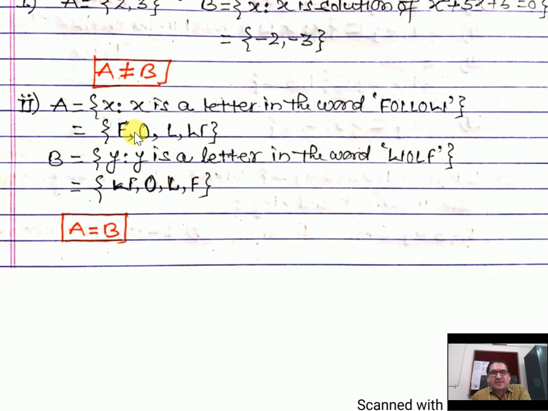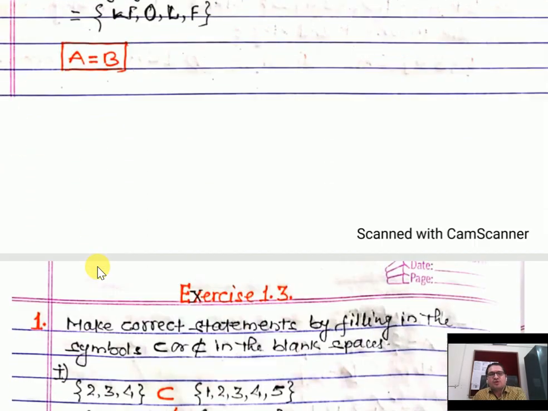Question number 5, second part. A is the set of x such that x is a letter in the word follow. So how many letters? F, O, L, W. And B is what? Y is a letter in the word wolf. So W, O, L, F. All elements in A are equal to elements in B, right? All elements are similar. So therefore set A is equal to set B.